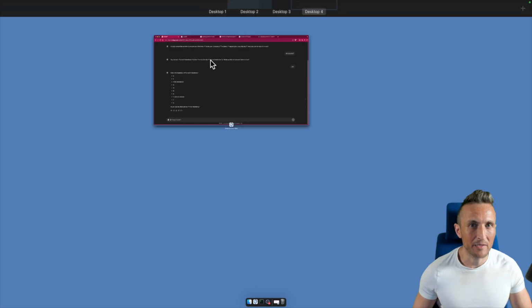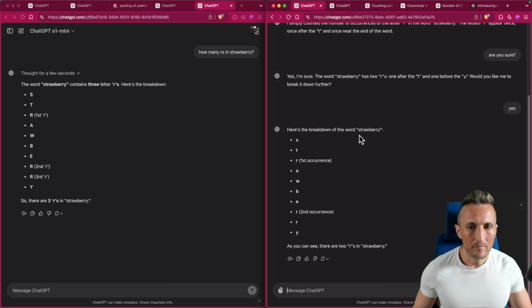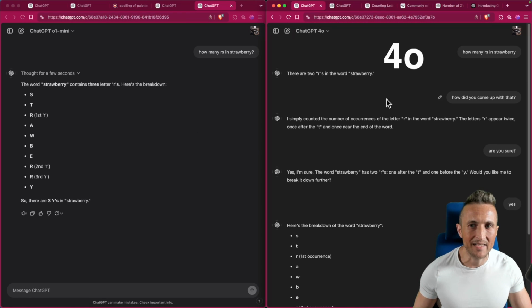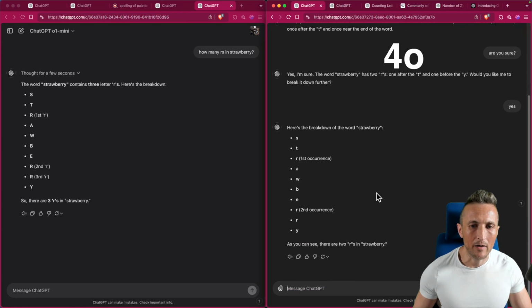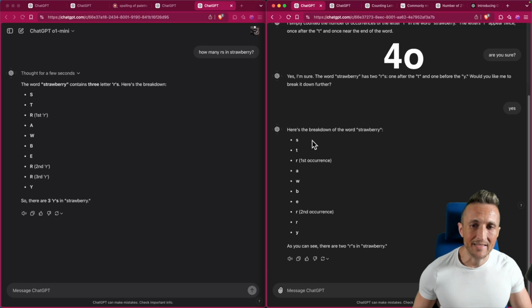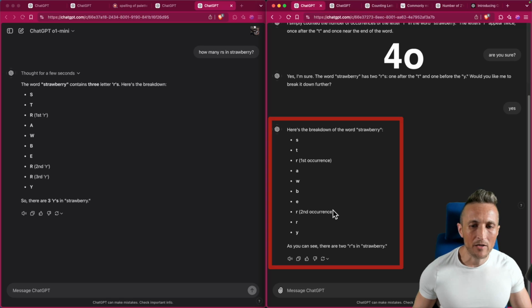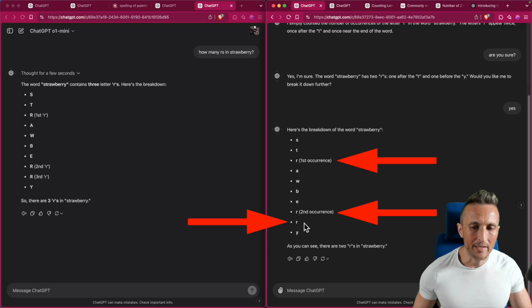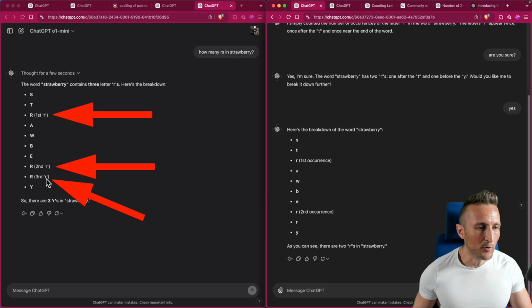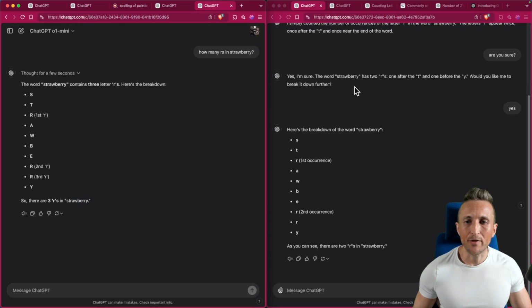In fact, let's put these side by side here. So here on the right is 4.0, and I was asking it about the number, and it kept getting it wrong, and it even asked if it'd like me to break it down. It did break it down, and you can see it only marked 2 of the letters. It didn't mark the second one here at the end, whereas o1-mini actually marked all 3. So yeah, I don't know what causes this.